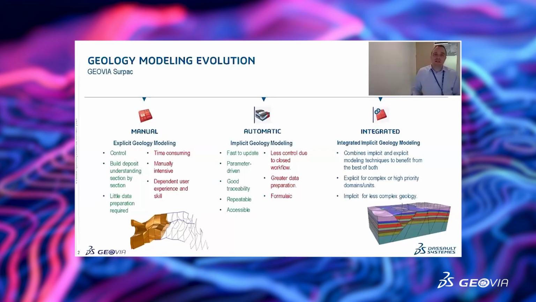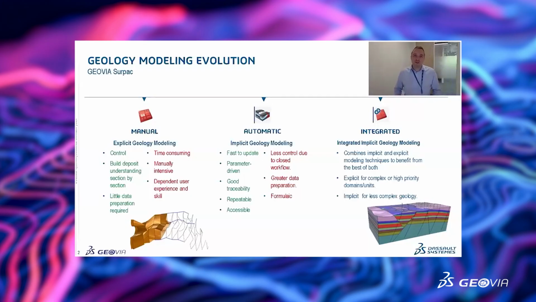It has other advantages. It's parameter driven. It has good traceability. It's a repeatable process, which means that your geology models can be generated by any user within your team. The geology model generation isn't beholden to the skill of an individual user, and it's repeatable. So when you have your monthly or reporting cycles, you can update your models quickly and easily with the addition of new data. So there are clear benefits from both approaches, with control and precision with explicit modeling, and speed, repeatability and traceability with implicit modeling.